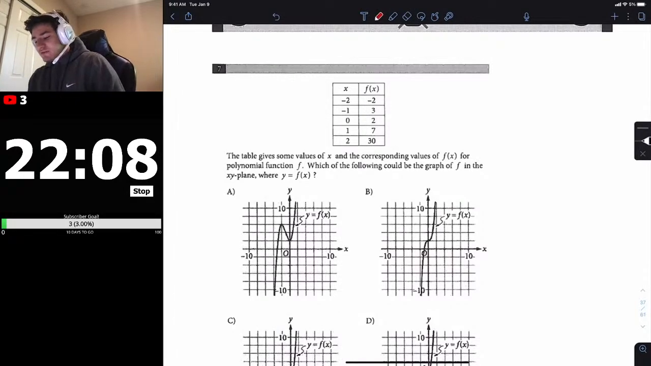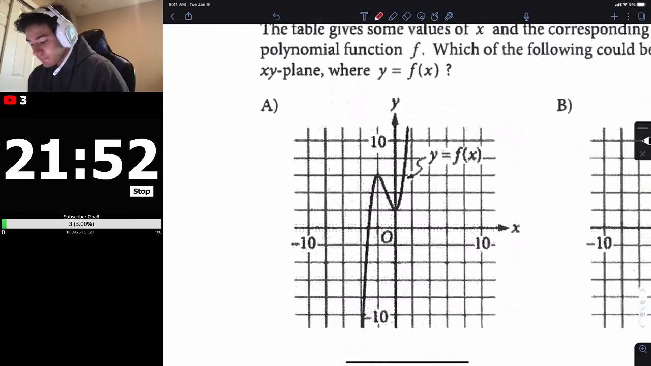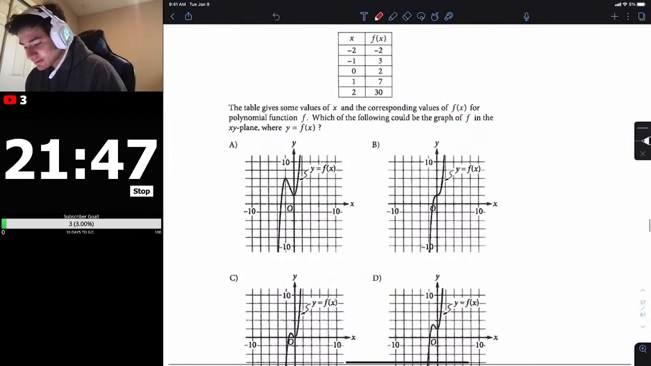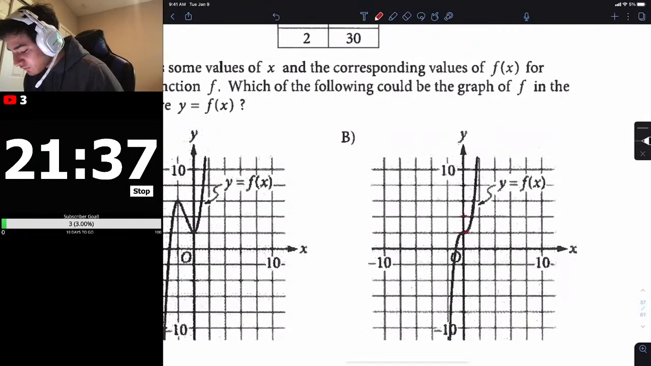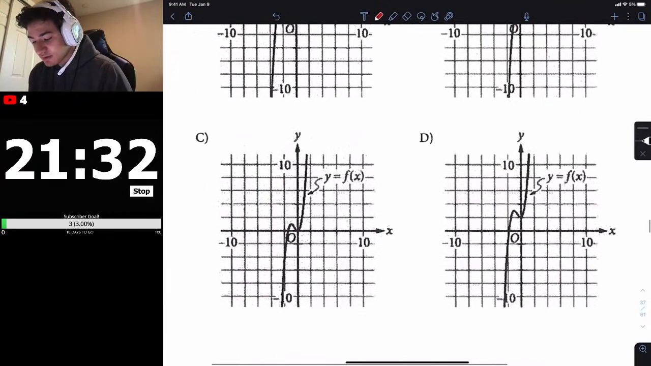Alright, the table gives some values of x and their corresponding values of f of x for the polynomial function f. Which of the following could be the graph of f in the xy plane where y equals f of x? Alright, so we see that we get an intercept here, here, here, and here. So let's see, how can we determine which one? The first thing I'm going to do is look at the y-intercept. So here our y-intercept is 2. So we know that our y-intercept has to be, this is 2, 4, 6, 8, 10. So then it has to be at that point, meaning this is not our answer.